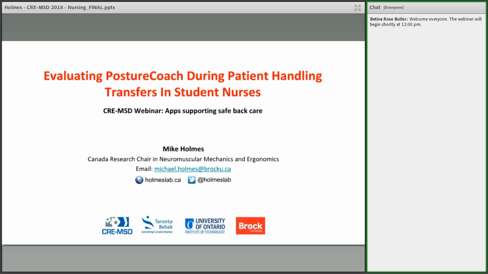So Tilak just gave a great overview of some of his team's work on app development for healthcare. And that's a great segue for me because we collaborated with Tilak and he graciously let us use their posture coaching system. And really, that's what I'm going to talk about today. We evaluated Posture Coach during patient handling transfers in a student nurse population.